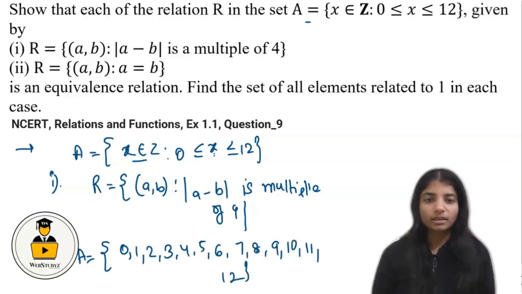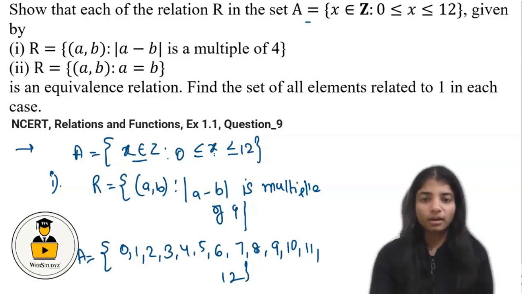We are given that the relation is: a minus b is a multiple of 4. So the set is from 0 to 12 and the multiples of 4 here are 0, 4, 8 and 12. So basically if the difference between two numbers is either 0, 4, 8 or 12, then we can say that this is satisfying the relation.